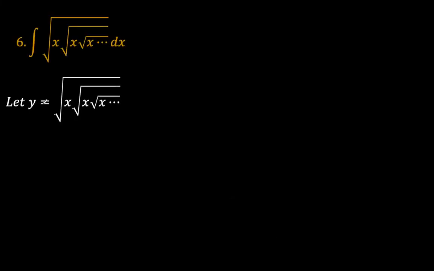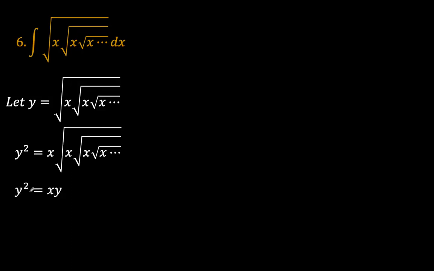Number 6, the integral of square root of x times square root of x times nested square root of x times nested square root of x and so on. If we let y be equal to these complicated nested roots, y squared is the same as x times the same number, because this is all tending to infinity. And so y squared is equal to x times y, because this is the same as y.